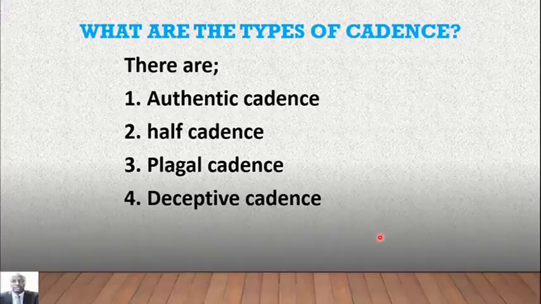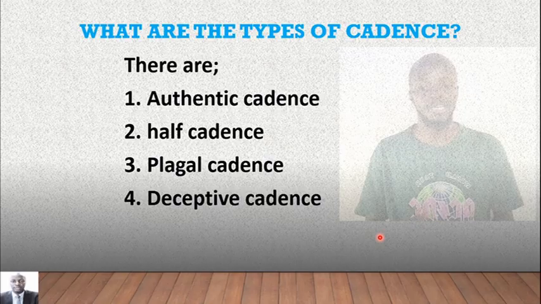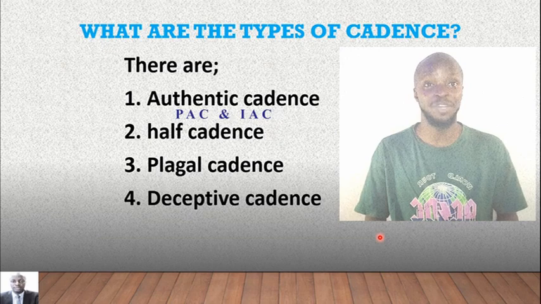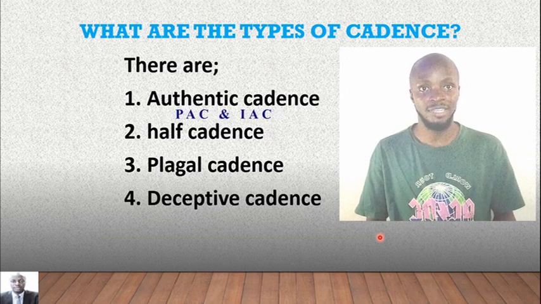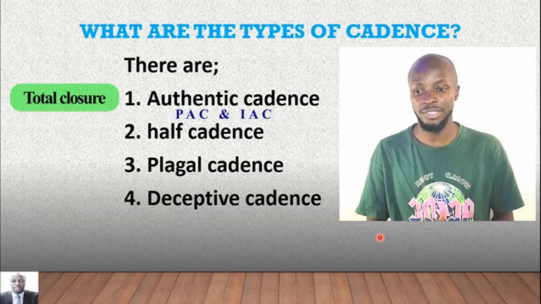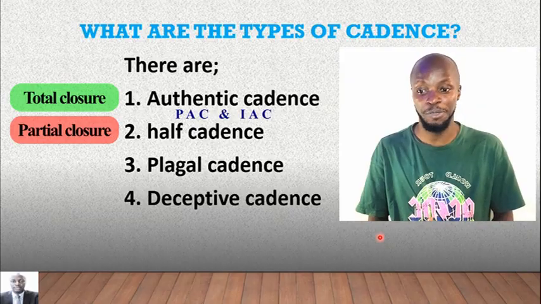All right, let's talk about the different kinds of cadence. So basically, we have the authentic cadence, the half cadence, plagal cadence, and deceptive cadence, right? So authentic cadence could be perfect authentic cadence, could be imperfect authentic cadence, as the case may be. And it actually gives the feel of the end of the music, right? And half cadence gives a sense of partial closure to the music.